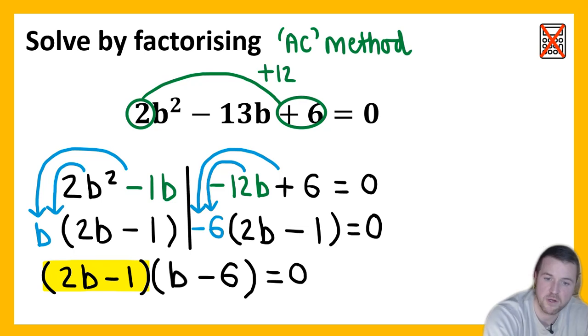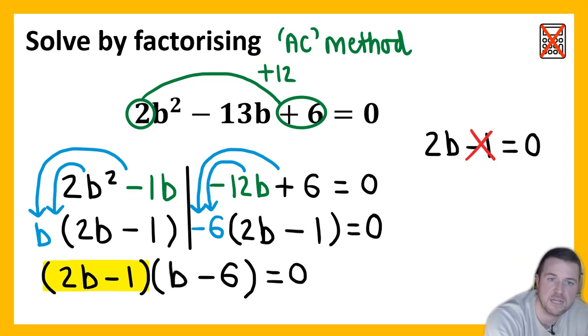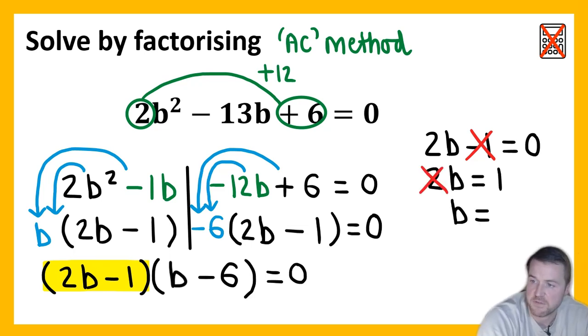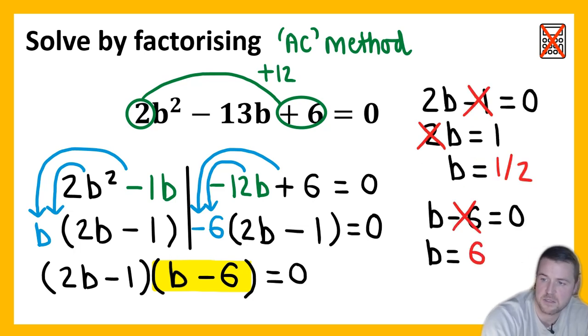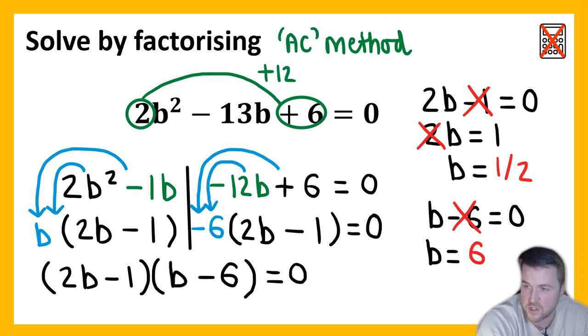To solve, I'm looking for when 2b minus 1 is equal to 0. Therefore, I can add 1 to both sides to give me 2b is equal to 1, and then divide by 2 on both sides to give me b is equal to 1 over 2, or a half. And my other solution will be when b minus 6 is equal to 0. So adding 6 to both sides will give me my second solution for b, which is 6.